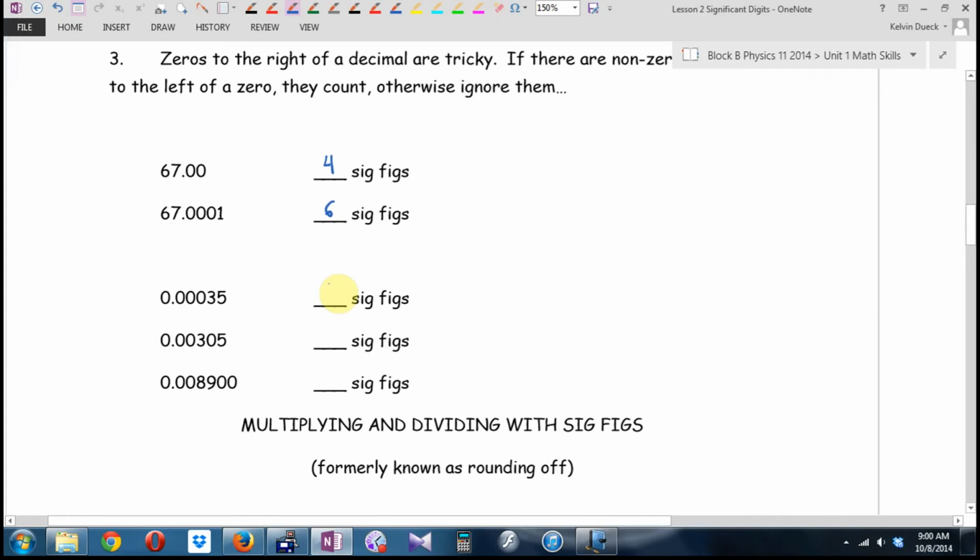0.00035. 2. 0.00305. 3. 0.008900. This one's tricky. This is 4. We ignore those ones. We say you must have written those ones for a reason. Otherwise, why would you have bothered adding those? That must have been measured values.